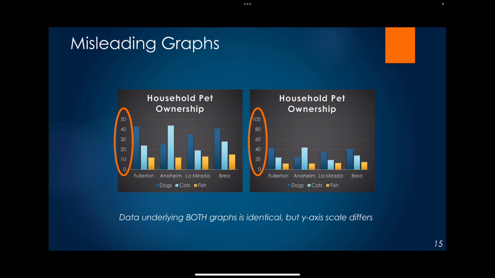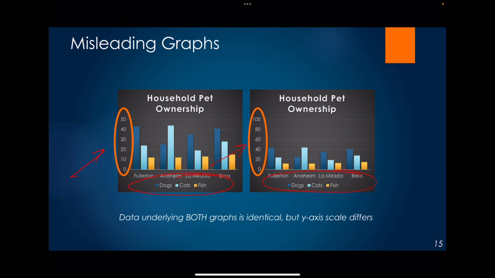This is the same thing with misleading graphs. If you take a look at it, it says household pet ownership. If you notice, the x-axis of this part is the same, but these are different, right? The one on the left makes the graphs look taller. The one on the right makes them look shorter, right? So depending on what message you're trying to send, you might favor one over the other, because it strengthens your case, right?